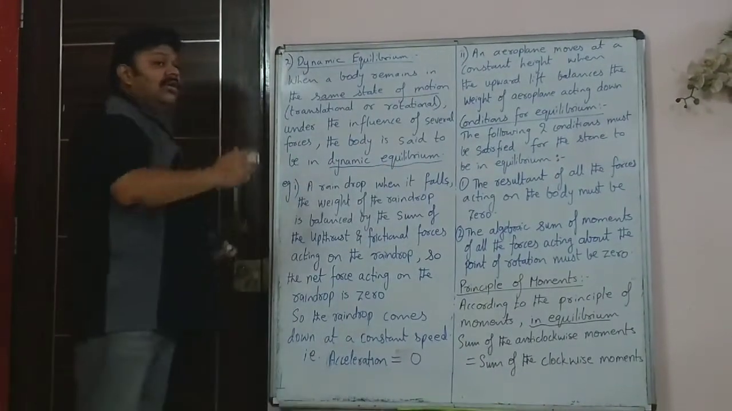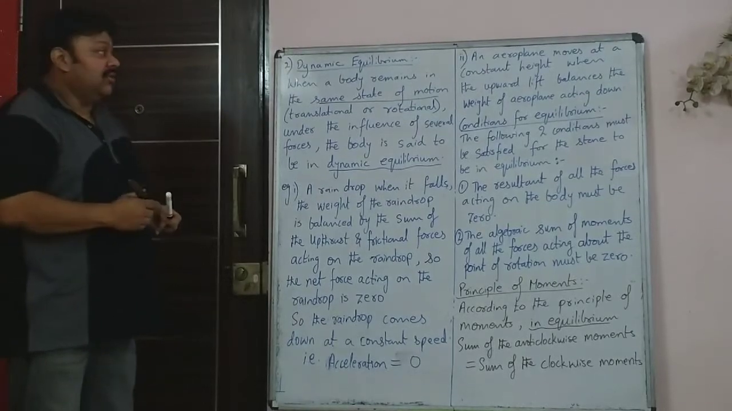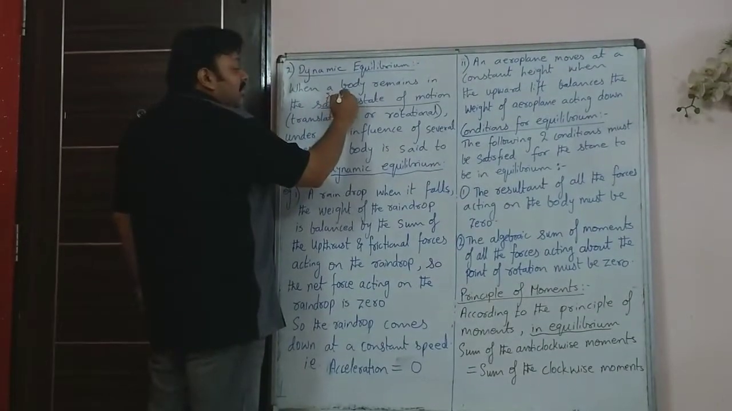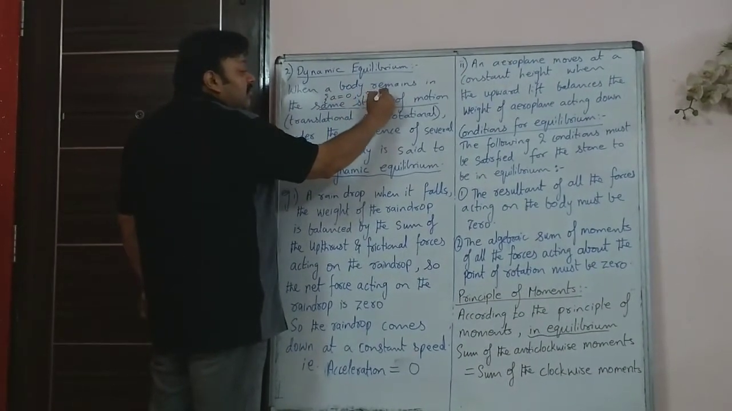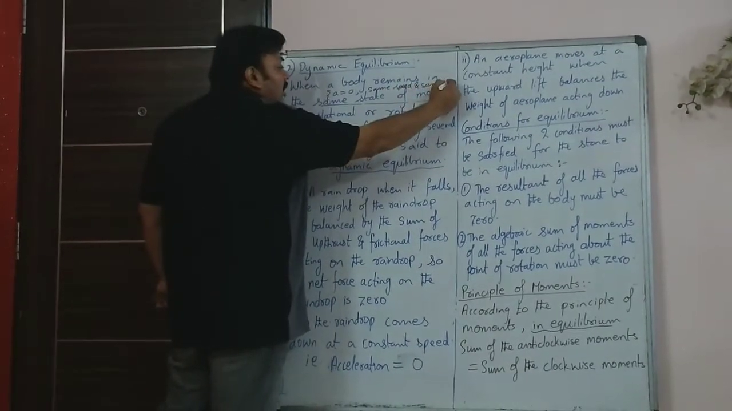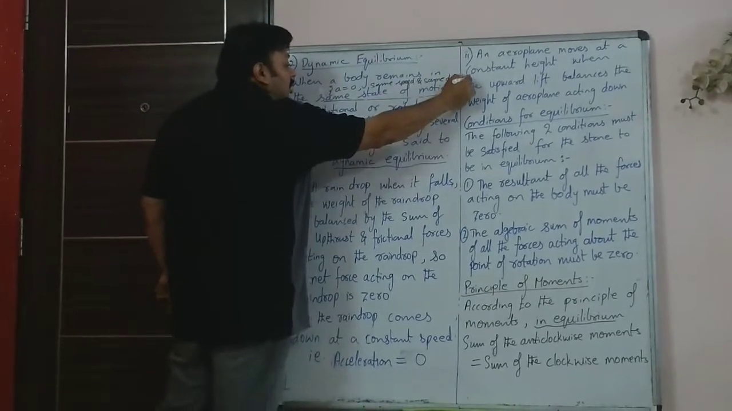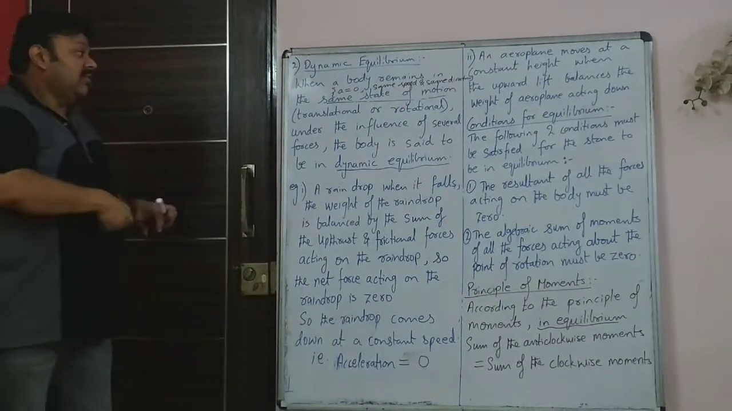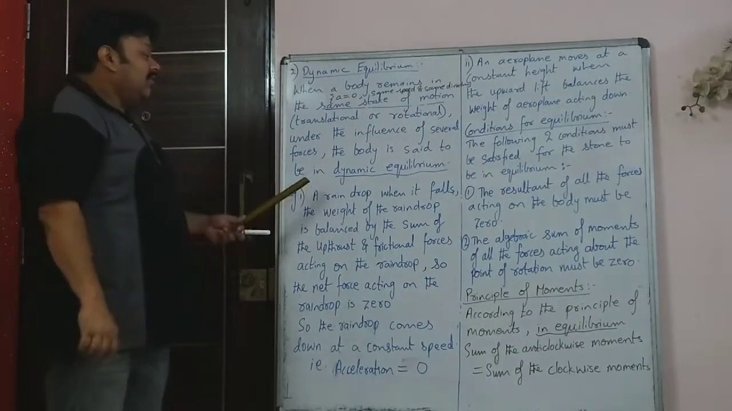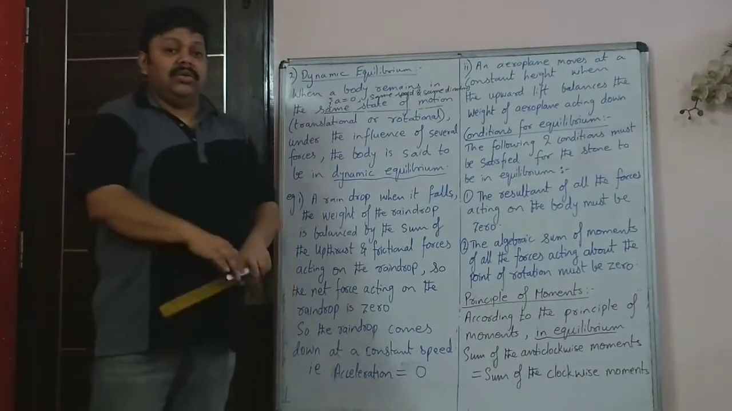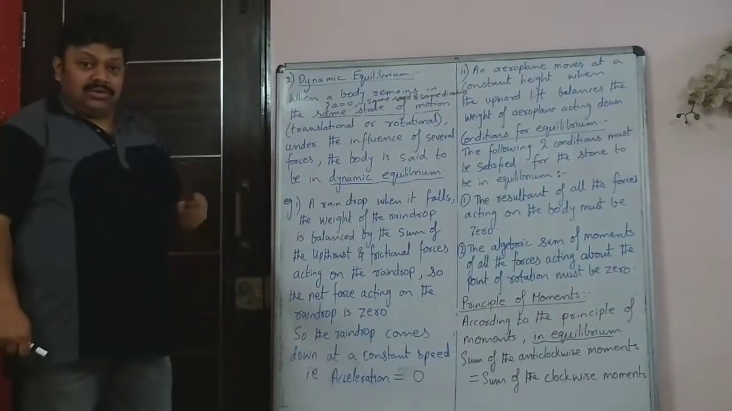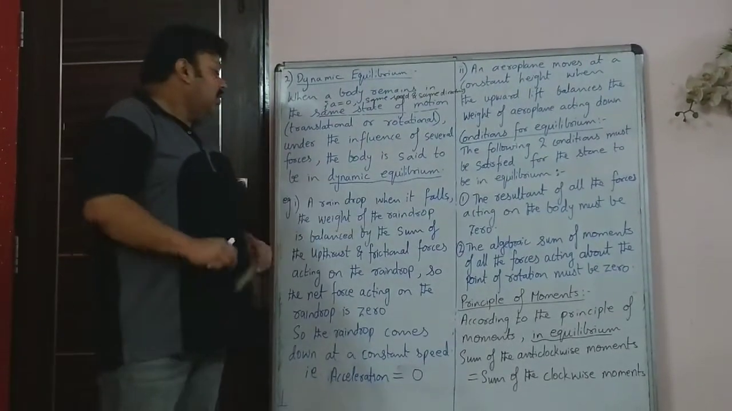Same state of motion, body moves with the same speed in the same direction. That is the meaning of same state. Same state means acceleration is zero, same speed and same direction. So when the body is in the same state of motion, the motion could be rotational or translational. Under the influence of several forces, the body is said to be in dynamic equilibrium. Of course, in the exam, you don't have to write what is written in black, what is the meaning of same state. That is for your understanding that I have told this.